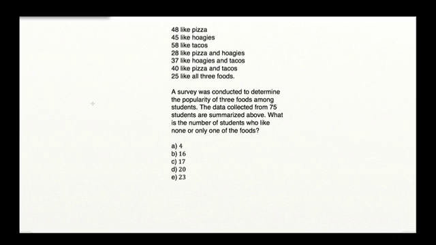Given the table, 48 like pizza, 45 like hoagies, 58 like tacos, 28 like pizza and hoagies, 37 like hoagies and tacos, 40 like pizza and tacos, 25 like all 3 foods.